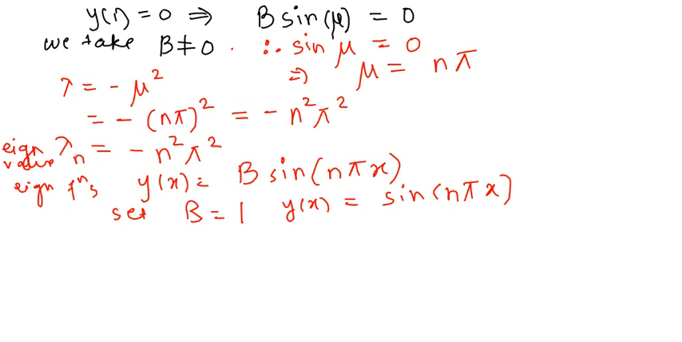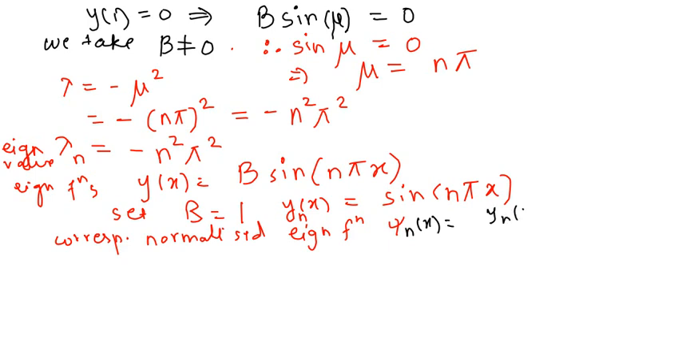So now how do we normalize this? So the corresponding normalized eigenfunction is xi. Now we'll call them as yn of x, because earlier I was calling it xi1, xi2, xi3. Here also we will call them as xi n of x in general. So xi n of x will be of the form what? Yn of x divided by norm of yn of x.